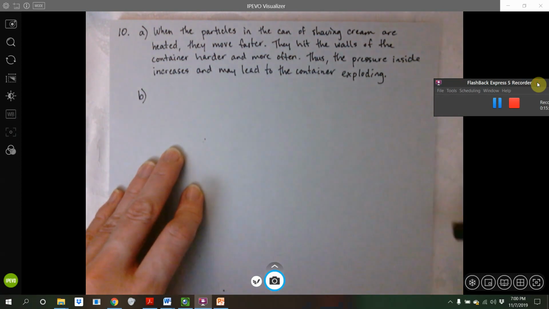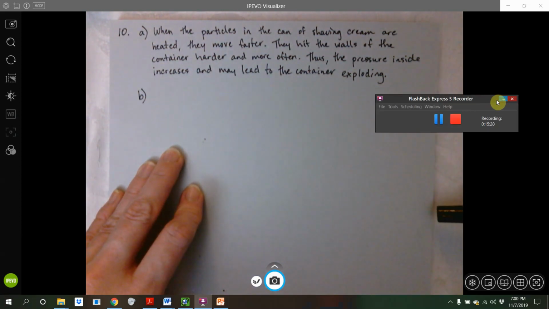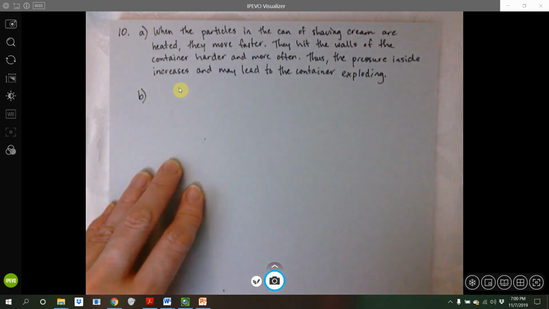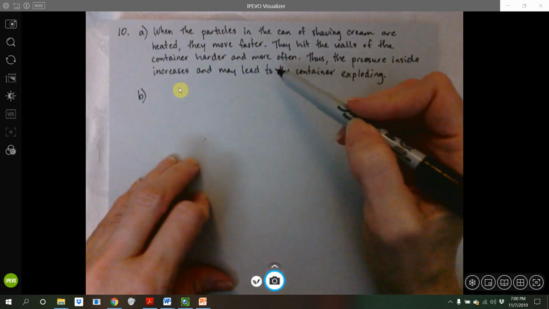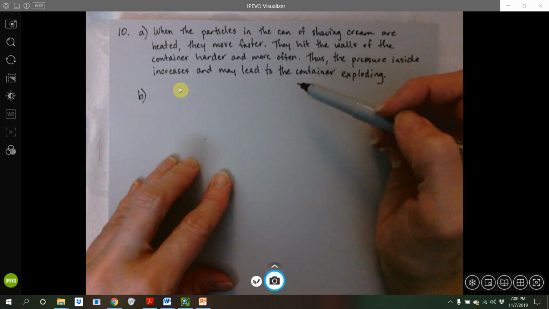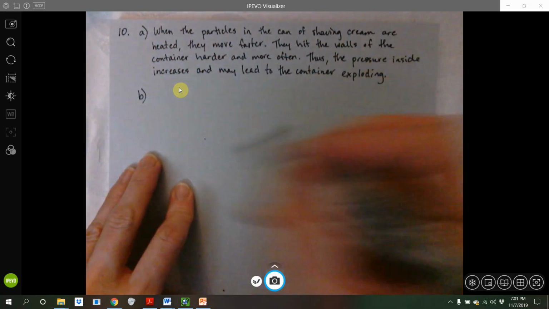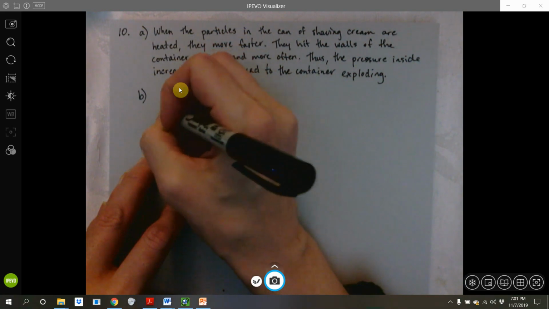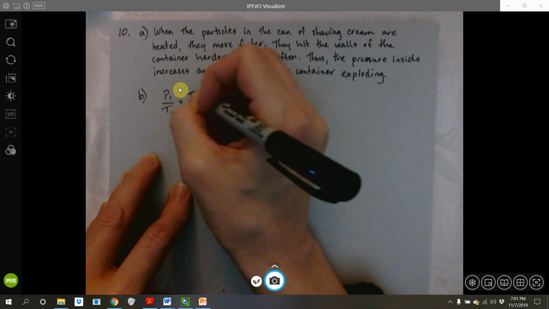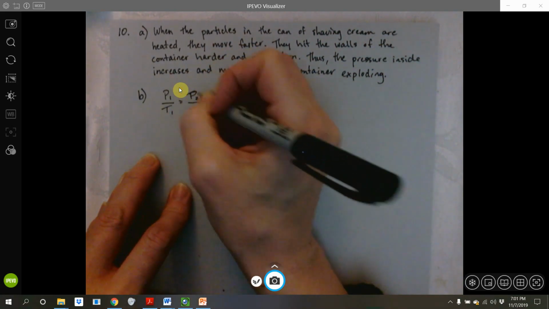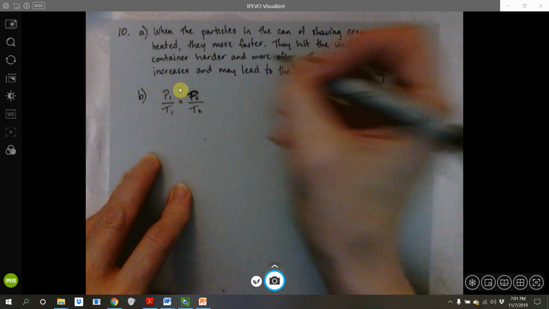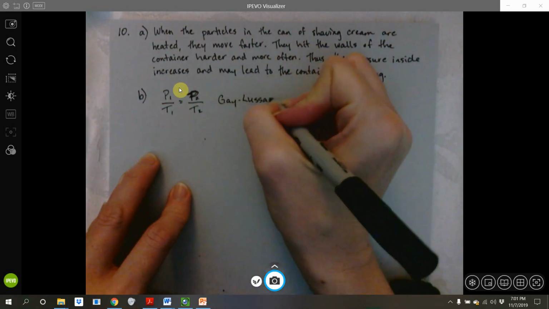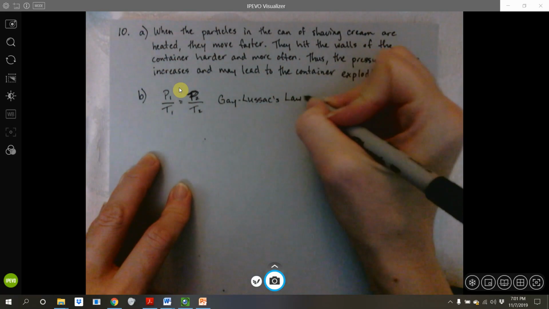Getting back to it, we're looking at 10b. 10b asks, what gas law does this demonstrate? So in our question, we were looking at temperature and pressure. So this is P1 over T1 equals P2 over T2, which is Gay-Lussac. All right.